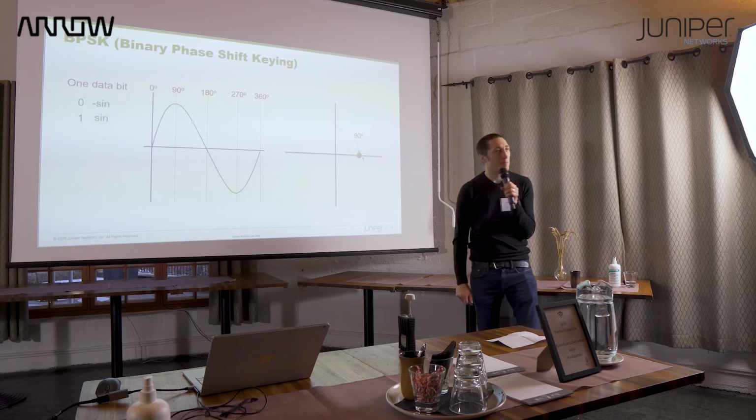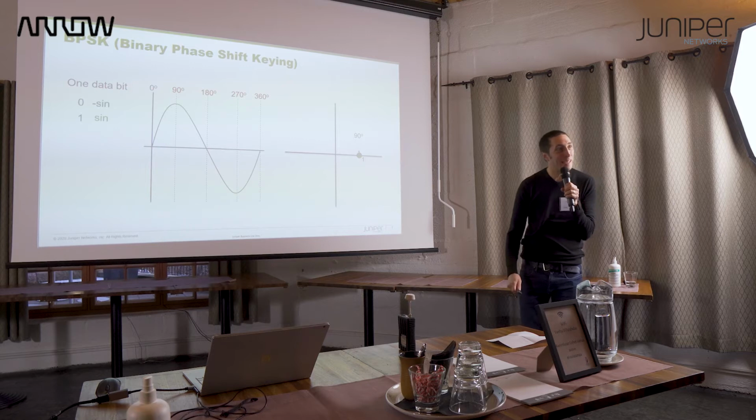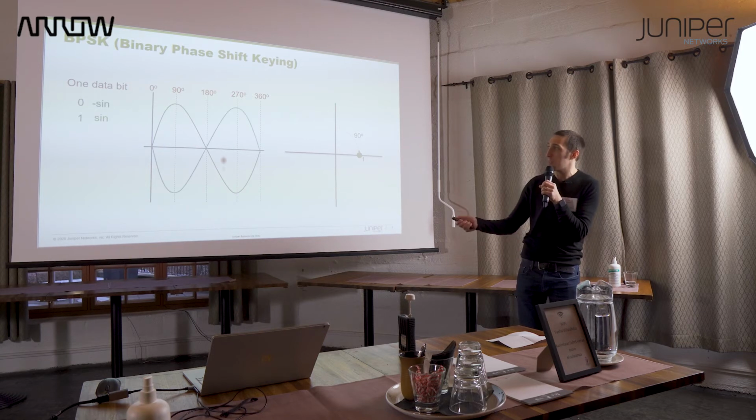To send a 0, I send a negative sine wave. A negative sine wave is the opposite of a sine wave. So this time it starts with a falling edge, goes up, it peaks at 270. So if I've got a signal that peaks at 270, which is over here, I'm going to say it's a 0.